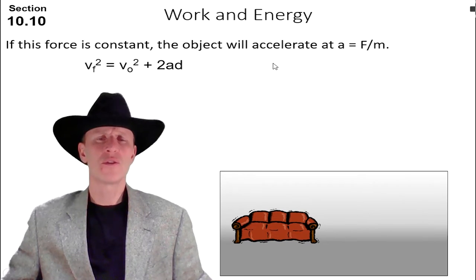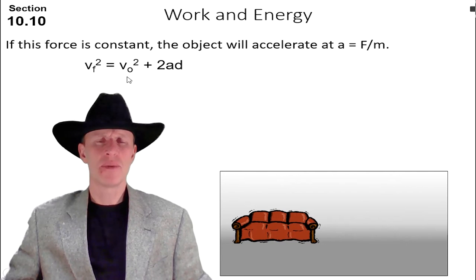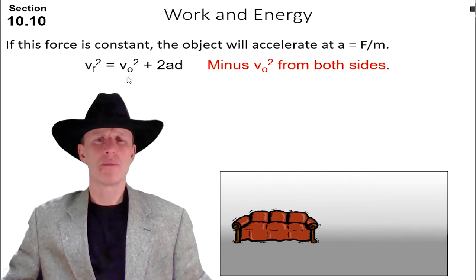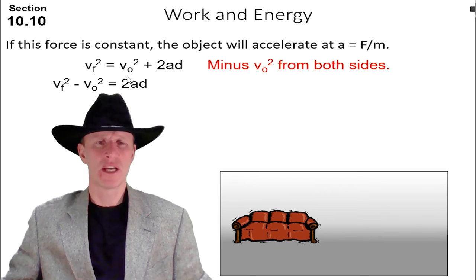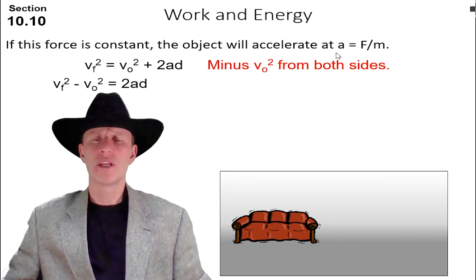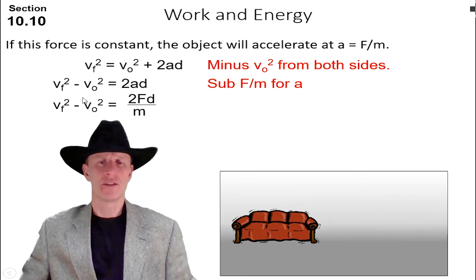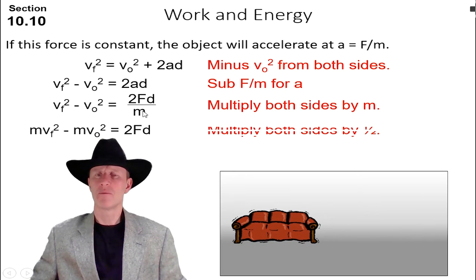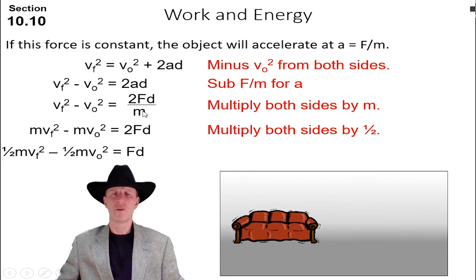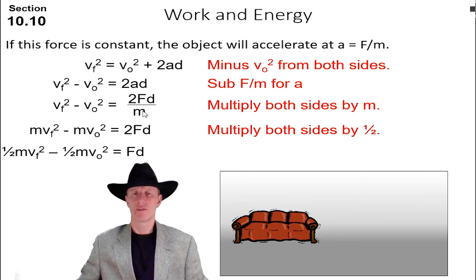And we can use our third equation and manipulate its form by subtracting v0 squared from both sides. Then we can substitute the a value from Newton's second law into a, giving us this equation. Continued derivations, multiplying both sides by m and multiplying both sides by a half, would allow you to find work.